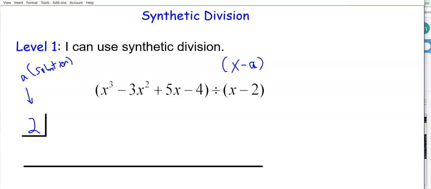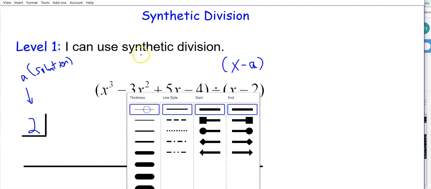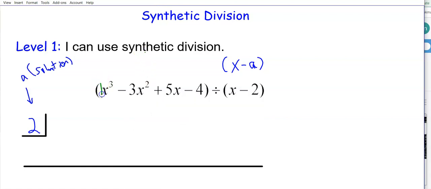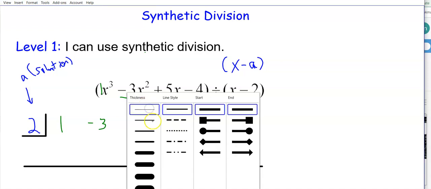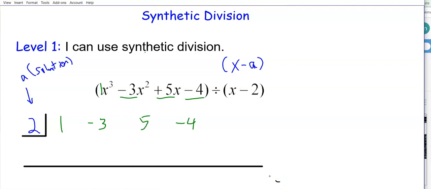What we need to do is think about the coefficients of this polynomial. The coefficients here are 1, -3 is the coefficient of x squared, +5 and -4. I'm just going to space those across as we go. The weird thing we're going to do here is you always bring the first term down. You're adding here, so 1 plus nothing is 1.